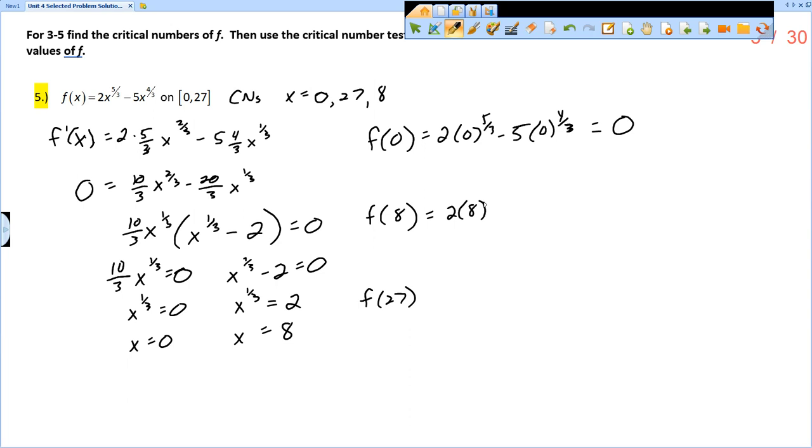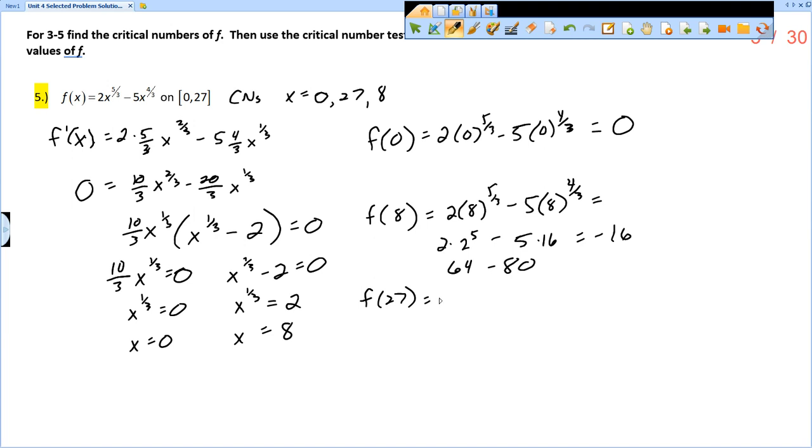Then f of 8: 2 times 8 to the 5 thirds minus 5 times 8 to the 4 thirds equals what? Remember, it could be tempting to use your calculator here, but you don't necessarily need to. You have to remember what this means. The 5 thirds power means the cube root of 8 to the fifth. So I have 2 times, what is the cube root of 8? That's 2, and then 2 to the fifth. 2 to the fifth is 32, times 2 is 64, minus 5 times 8 to the 4 thirds. Once again, the cube root of 8 is 2, and 2 to the fourth is 16. So 5 times 16 is 80. So 64 minus 80 is negative 16.